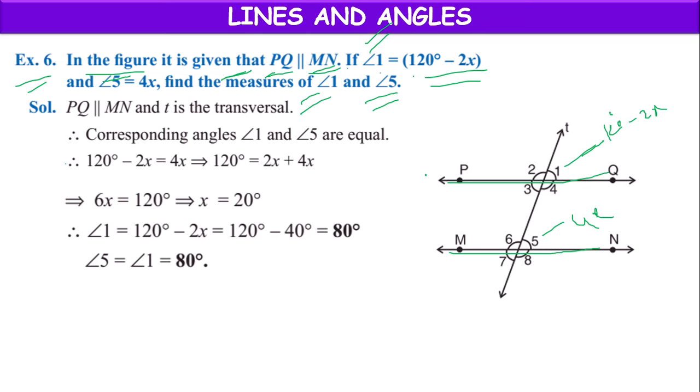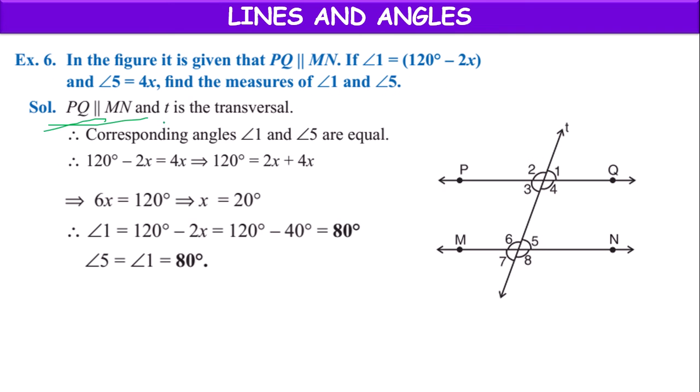So in the figure they have given that PQ is parallel to MN. This line T will be the transversal. Why? Because it is intersecting two lines at two different points. So we have got four angles at one point of intersection, and four angles at the other point. Altogether we have angles from 1 to 8. They have given some hints for finding angle 1 and angle 5. Based on those hints, we have to find the measures of angle 1 and 5.